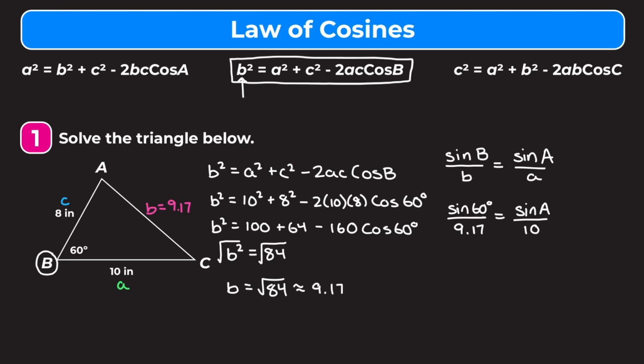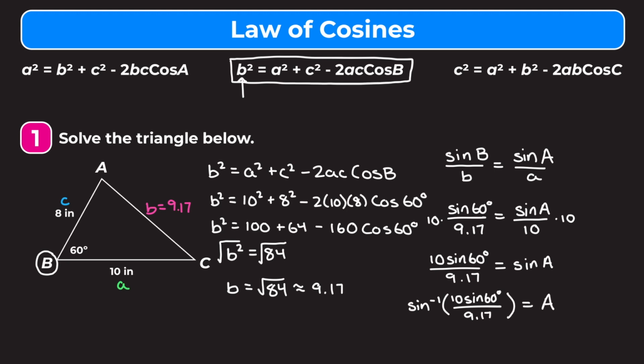And now we want to get the sine of A by itself. So we're going to multiply both sides of our equation by 10. On the left side, we're going to have 10 times the sine of 60 degrees over 9.17. And on the right, the 10s cancel out and go to 1, so we're left with sine A. And then remember, to solve for an angle, if we have the sine of that angle, we need to take the sine inverse of both sides. So on the left side, we're going to have the sine inverse of this entire expression. And on the right side, sine and sine inverse cancel each other out, and we are just left with angle A, which is what we're looking for.